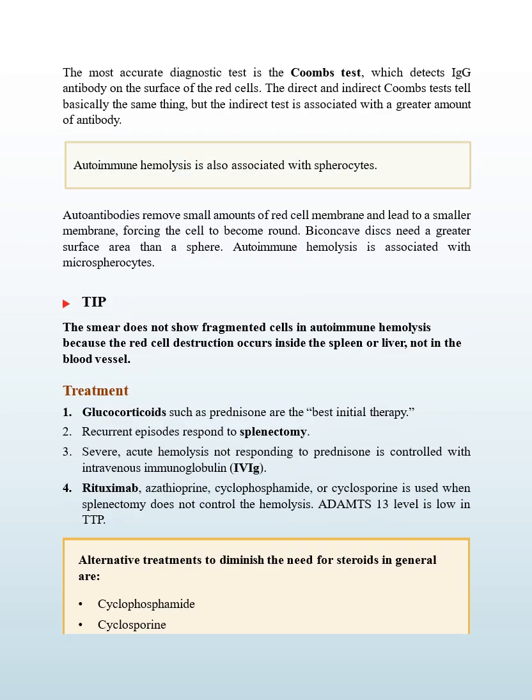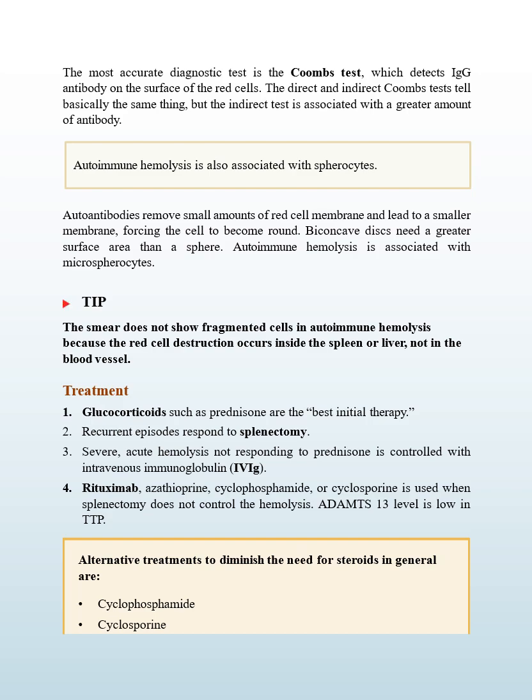The diagnosis for this: the most accurate test is the Coombs test, which basically detects IgG antibodies on the surface of the red cells. There are two types, direct and indirect Coombs test, which basically tell you the same thing, but the indirect test is associated with a greater amount of antibodies. The autoimmune hemolysis is also associated with spherocytes.